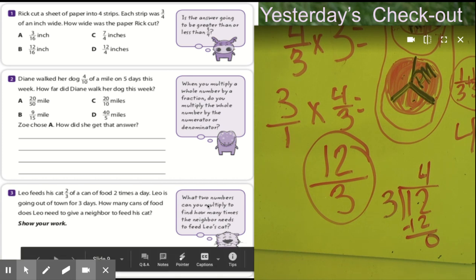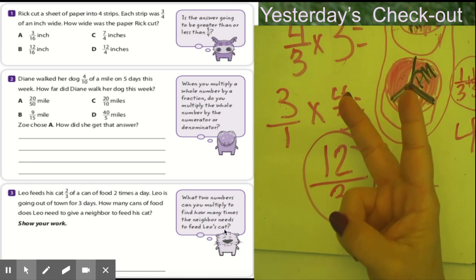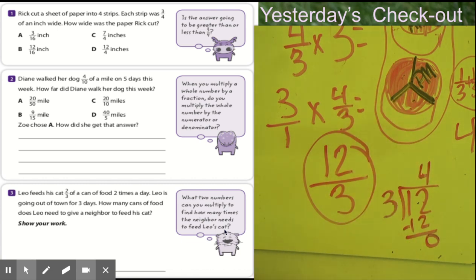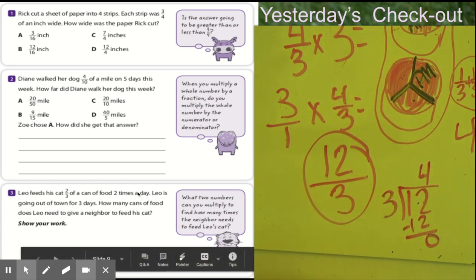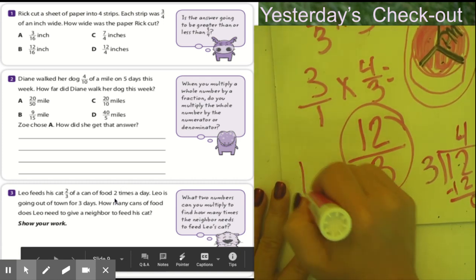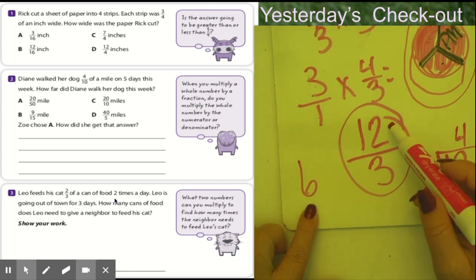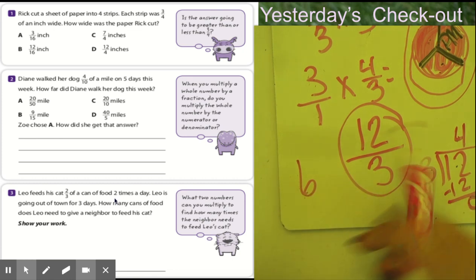So what 2 numbers can you multiply to find out how many times the neighbor needs to feed Leo's cat? How many times he needs to walk next door and feed the cat? Well, morning and night, 3 days, right? Morning and night, morning and night. So right here it says 2 times a day. There's your morning and night, 3 days. So he needs to walk next door 6 times. But he needs to only give the cat 2/3 each time. Right here.